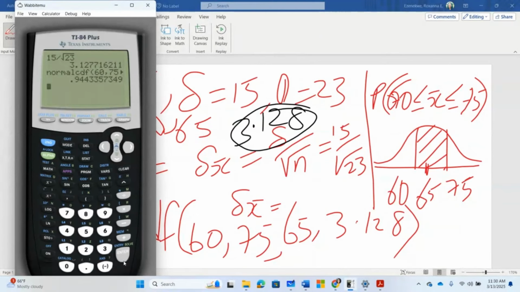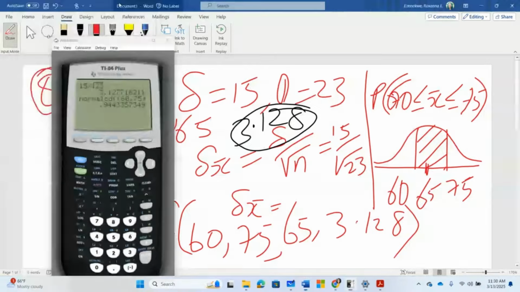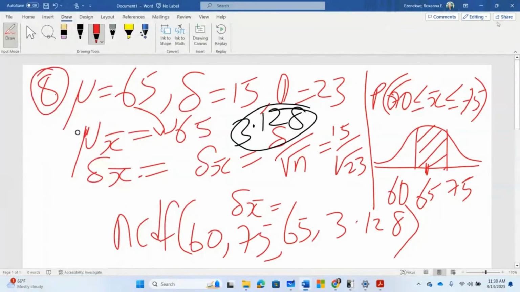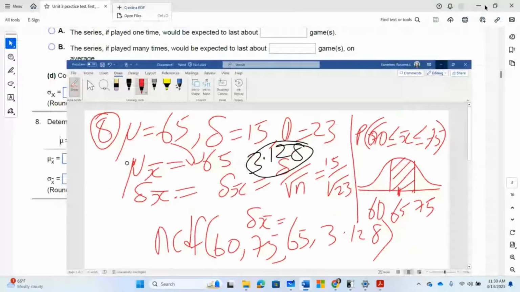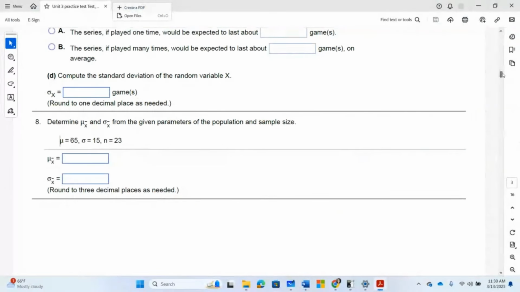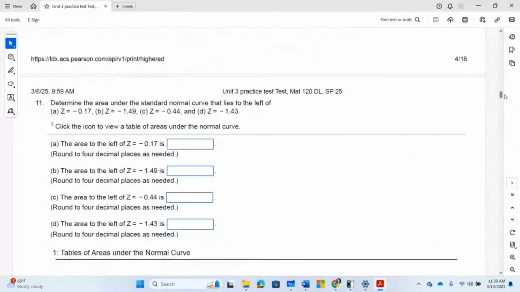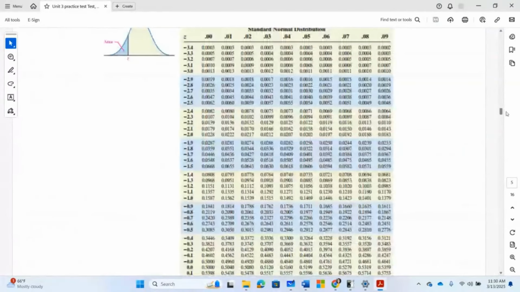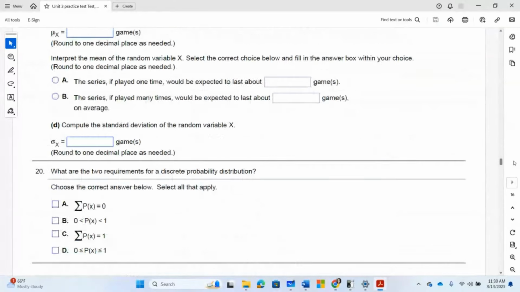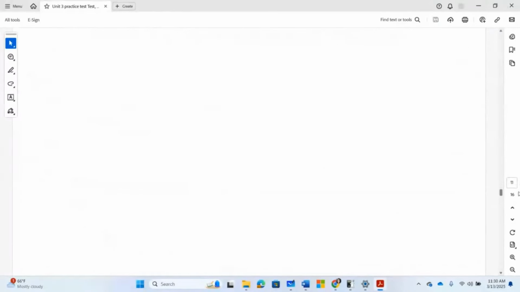That is the area, 94.43. So let's go back to another question. If the question is only to find the area under the standard normal curve, that is different. Let's go back and see another question on the central limit theorem.